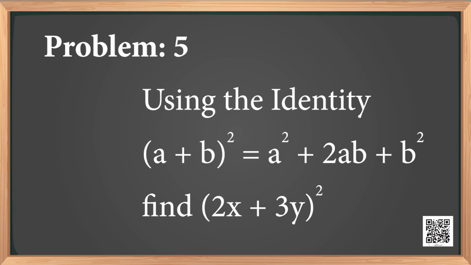Applying identities, we shall now see how for many problems on multiplication of binomial expressions and also of numbers, use of the identities gives a simple alternative method of solving them. Problem number 5. Using the identity (a plus b) whole square is equal to a square plus 2ab plus b square, find (2x plus 3y) whole square.